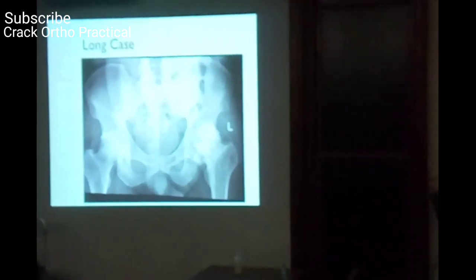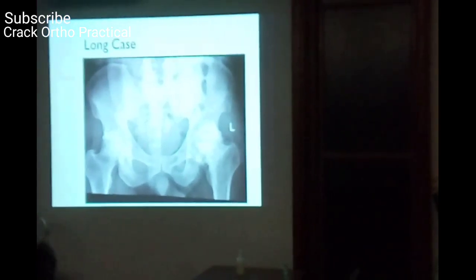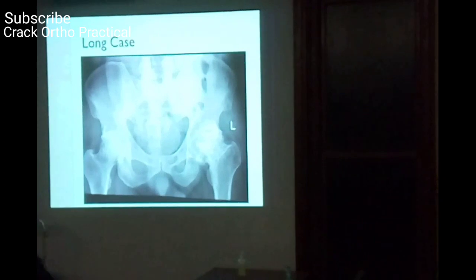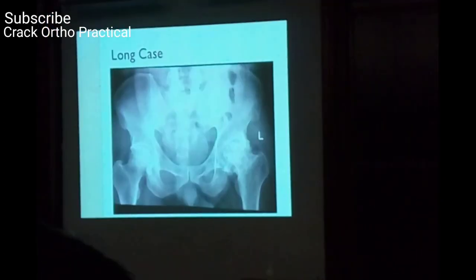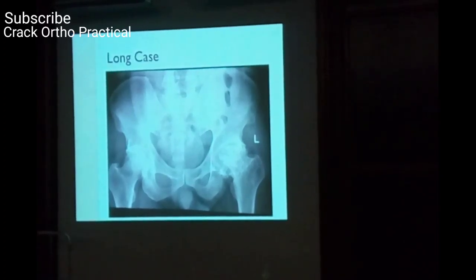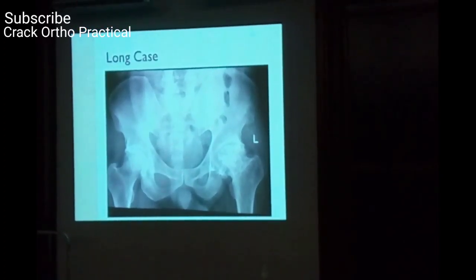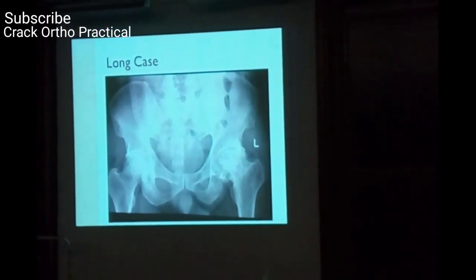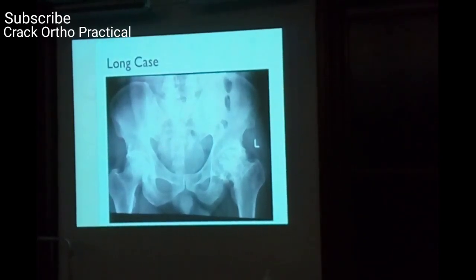Sclerotic and cystic changes in the femoral head and the neck, loss of joint space. Next. Upriding of the femoral trochanter on the left hip as compared to the right. Yeah, true shortening. Okay. So there is flattening of the femoral head. Okay.